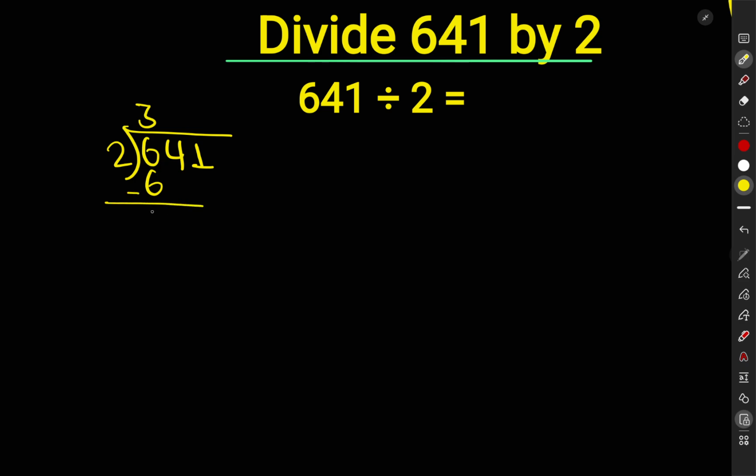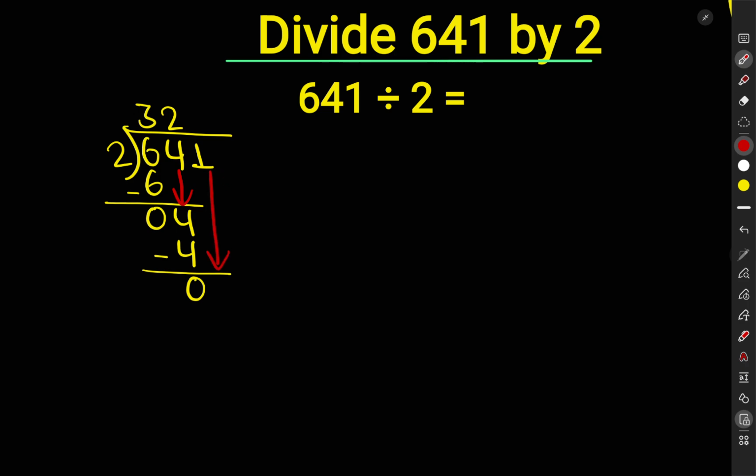On subtracting we get 0. So now we put down this 4 and 2 times 2 is 4. On subtracting we get 0.